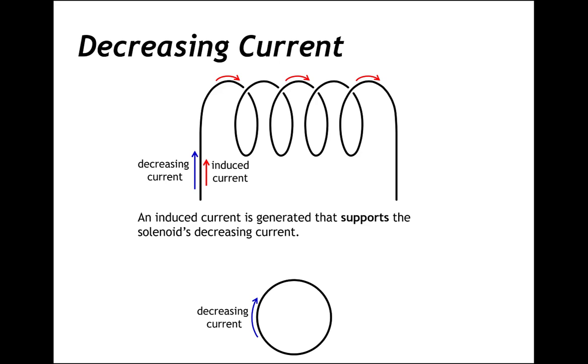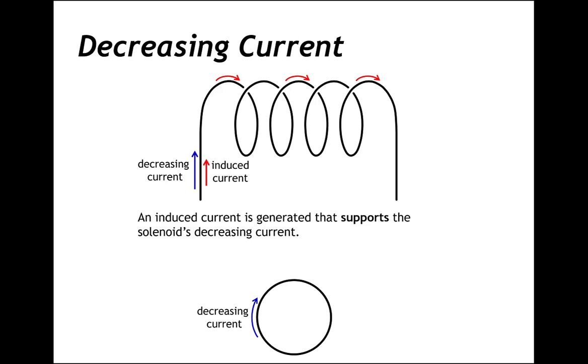So notice how in this image we see the decreasing current going from left to right, but we know it's decreasing, so that current's getting smaller. So an induced current will be created to support the original current to help keep it from decreasing as fast. So the induced current in this situation is in the same direction as the original current, while the induced current when we had the increasing current scenario was in the opposite direction. So the induced current will always be produced in a way to oppose the change in magnetic flux.